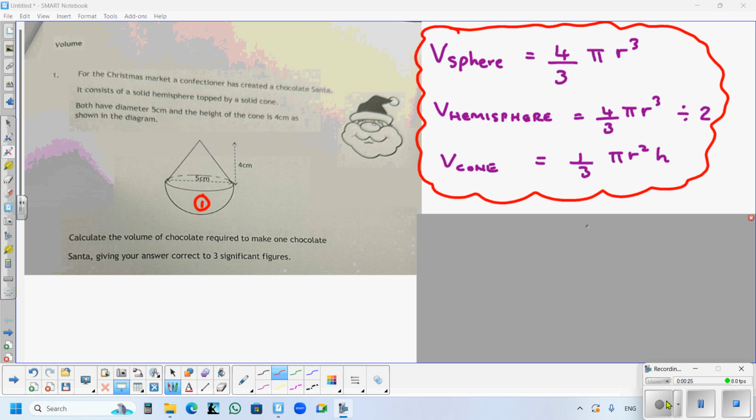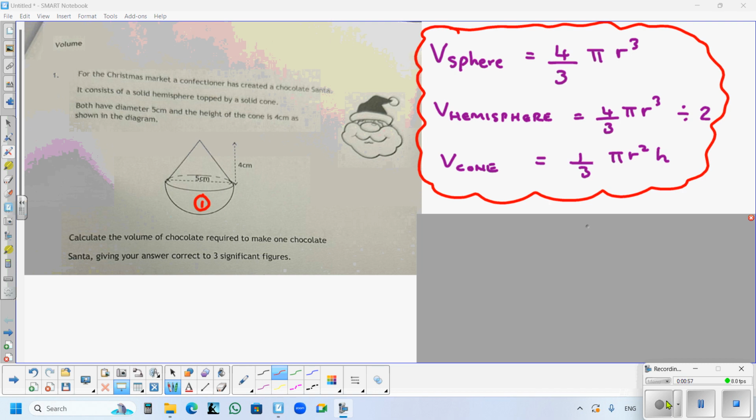Now, information that you really need to know for this question is the volume of a sphere is 4/3 times pi r cubed. You're given that formula, so you don't really need to learn it. But you're not given the volume of a hemisphere. But that's just half your sphere. So you take your 4/3 pi r cubed and you divide all of that by 2, and that gives you your volume of the hemisphere. You're also given the formula for the volume of the cone, which is 1/3 pi r squared times h.